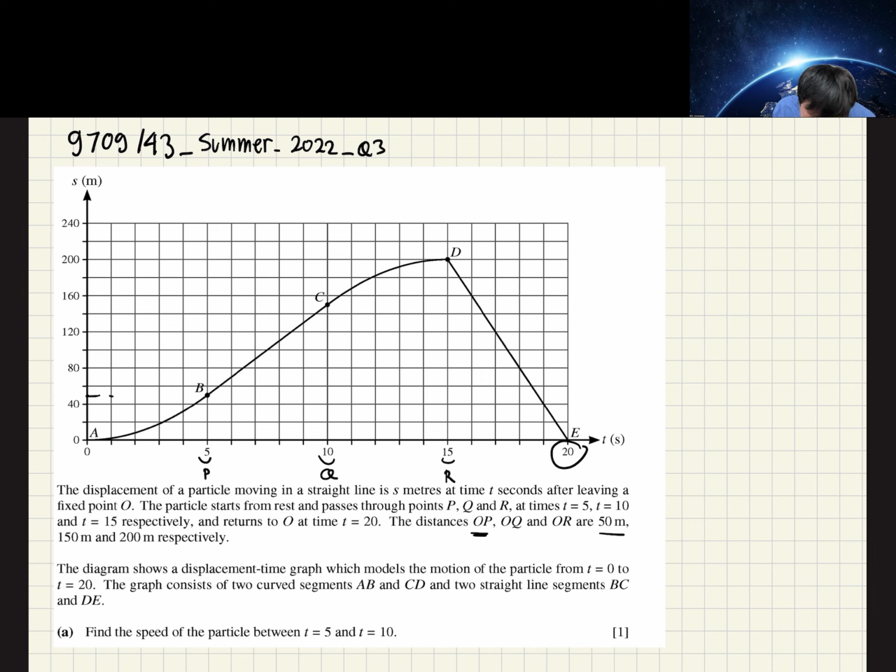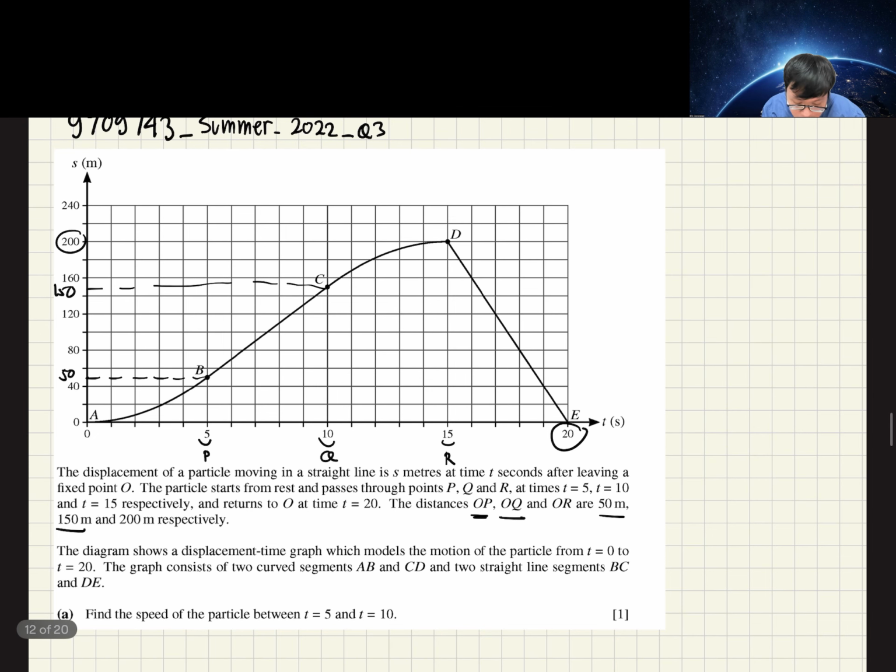So when it is 5 seconds, it reaches 50. OQ is 150, so when it is 10, it's 150. And then 200 when it reaches R. The diagram shows the displacement time graph, which models the motion of the particle from 0 to 20. We have two curved segments, AB and CD. So AB and CD, these are the curves, so maybe I will highlight the curves. And the rest is a straight line.